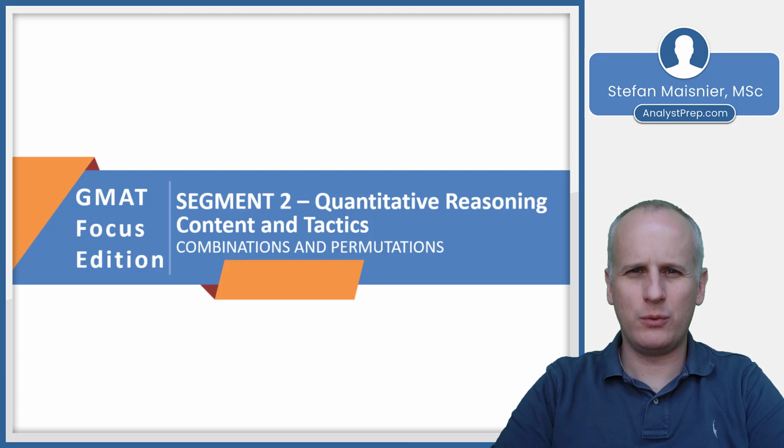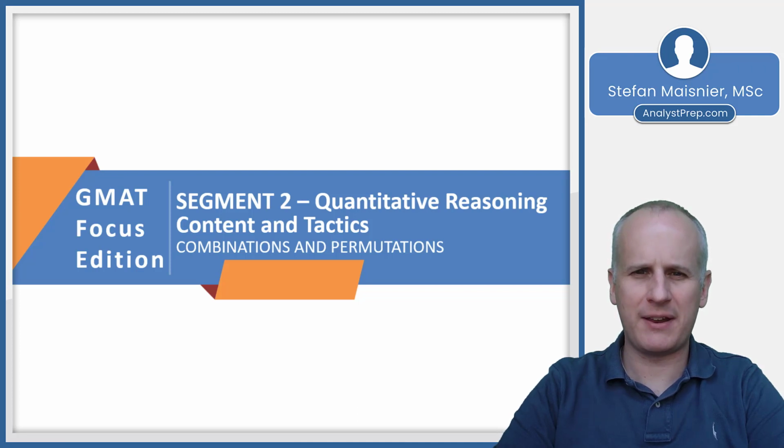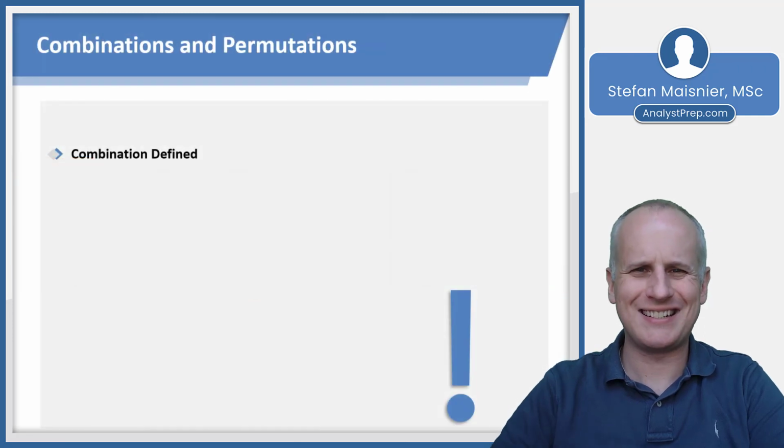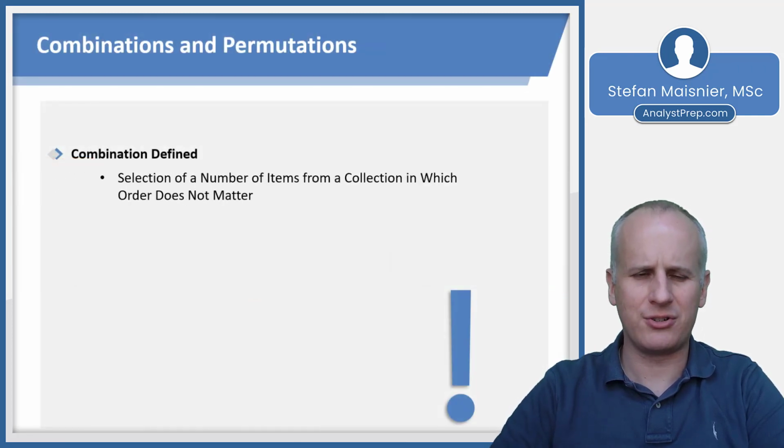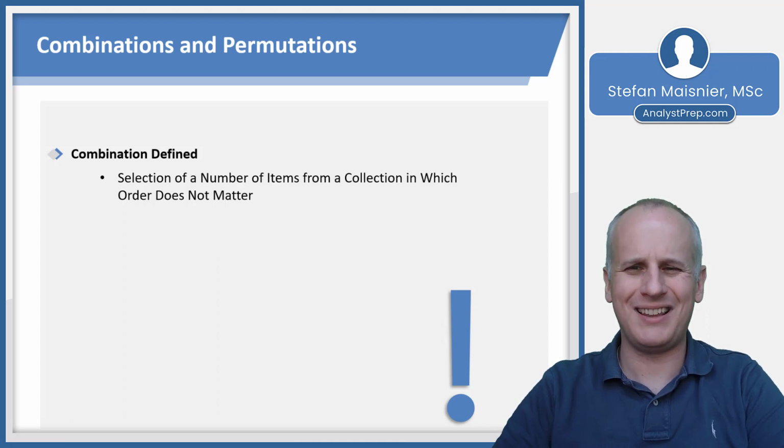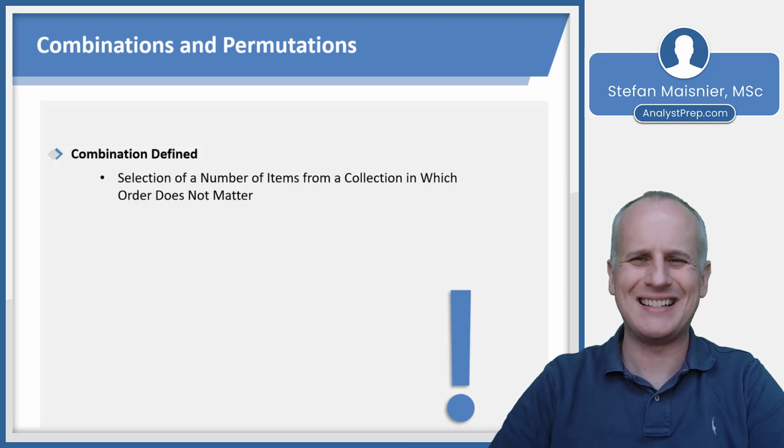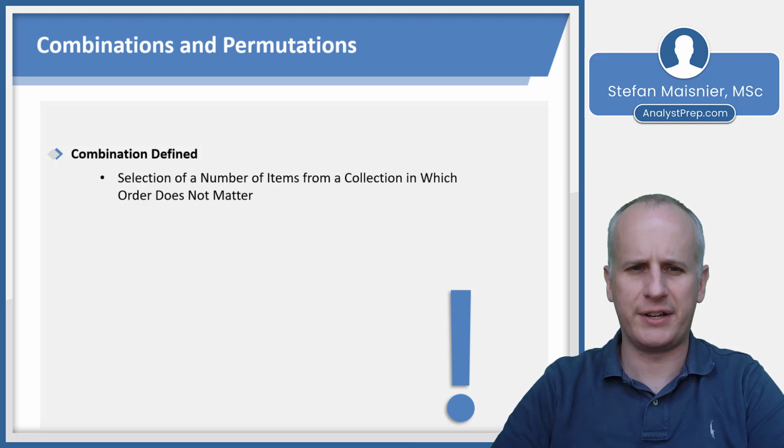In this lesson, we'll be looking at one of the more advanced concepts for word problems on the quantitative reasoning section of the GMAT Focus Edition, and that's going to be combinations and permutations. So first, let's define those terms, starting with a combination. That's going to be a selection of a number of items from a collection in which the order does not matter in terms of the selection.